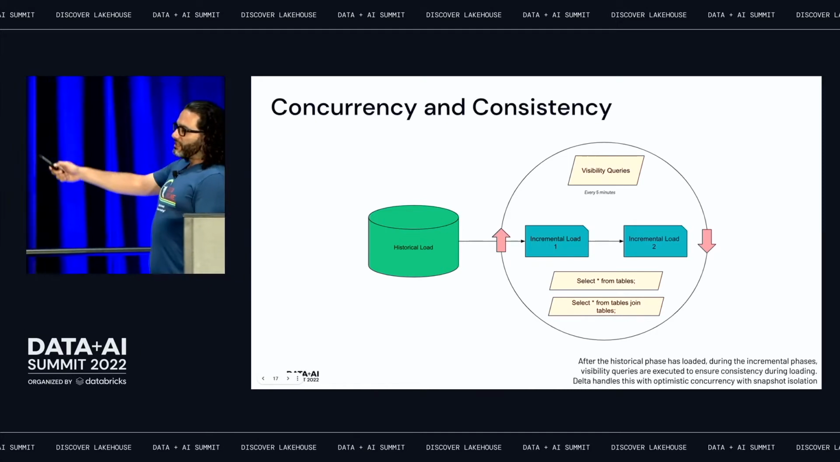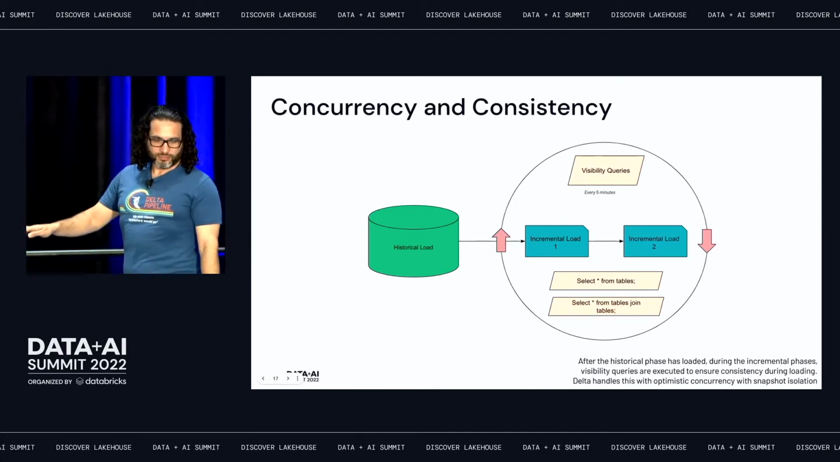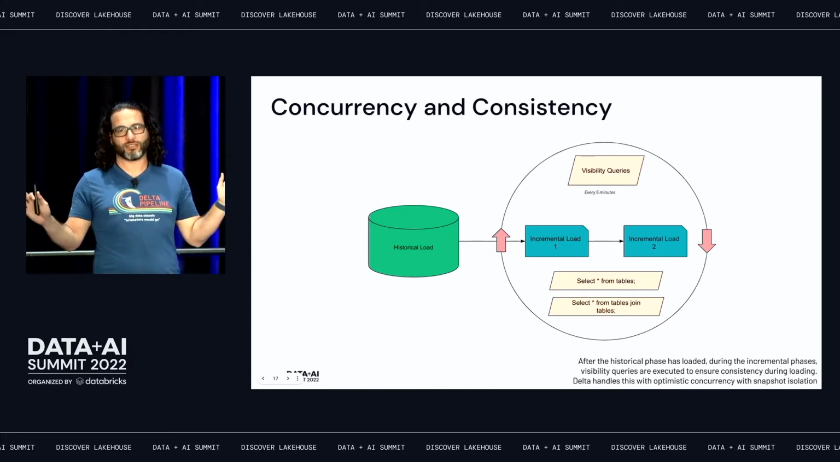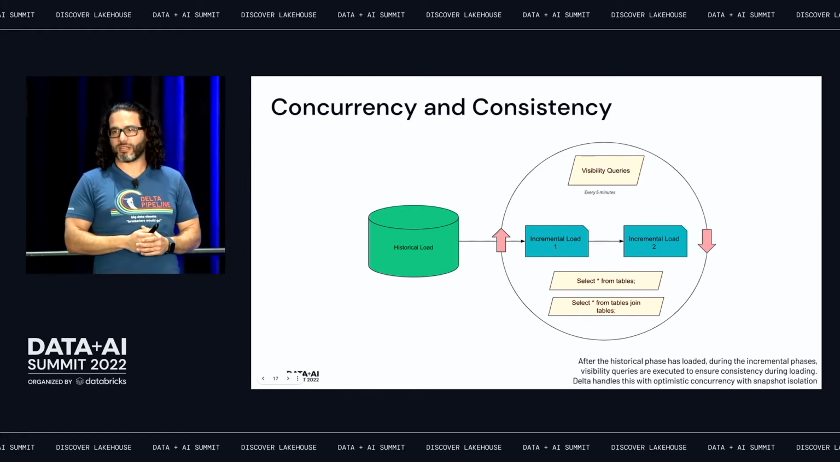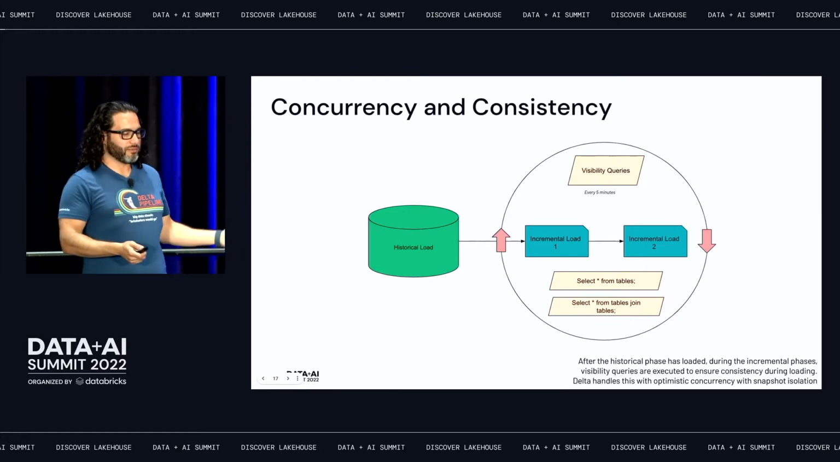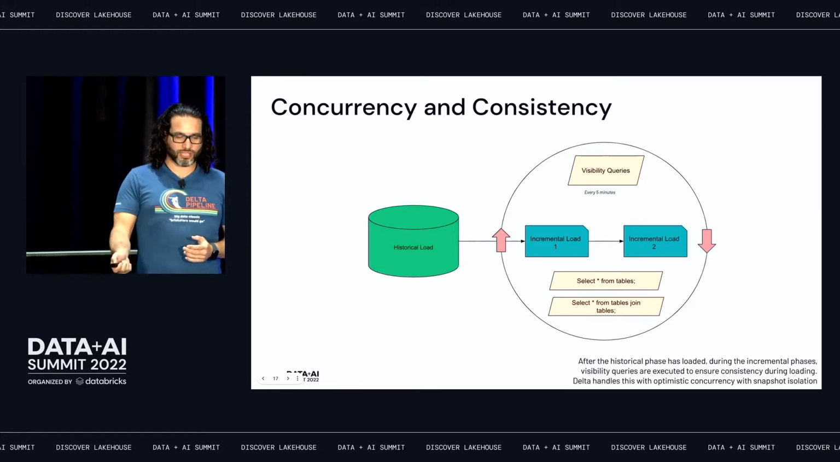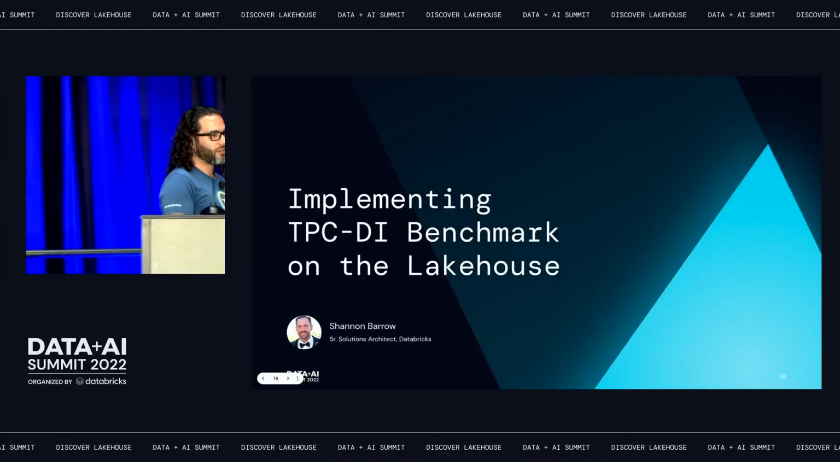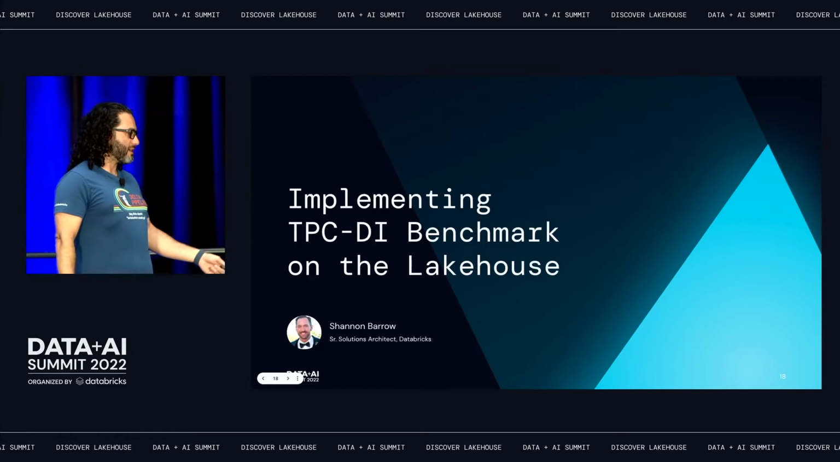And Delta handles this elegantly. Right? We have optimistic concurrency with snapshot isolation on the reader, so there's no problem. Actually, Delta handles this perfectly. It doesn't worry about it at all. We're not worried about it at all. It's something that the benchmark has. So with that, I want to bring up Shannon Barrow, who's actually implemented this, to talk to you about it.